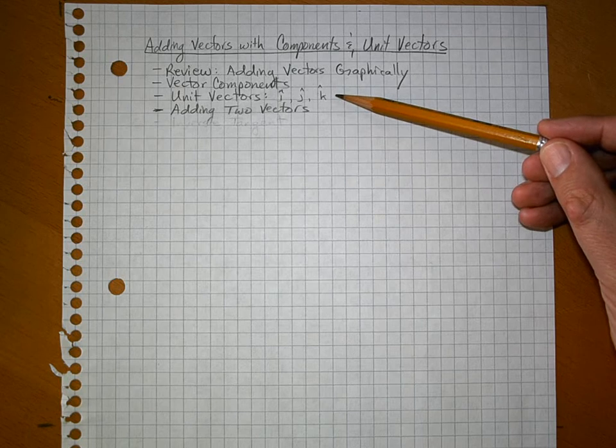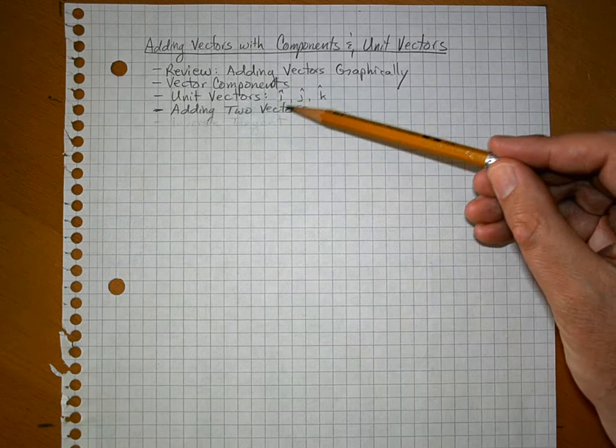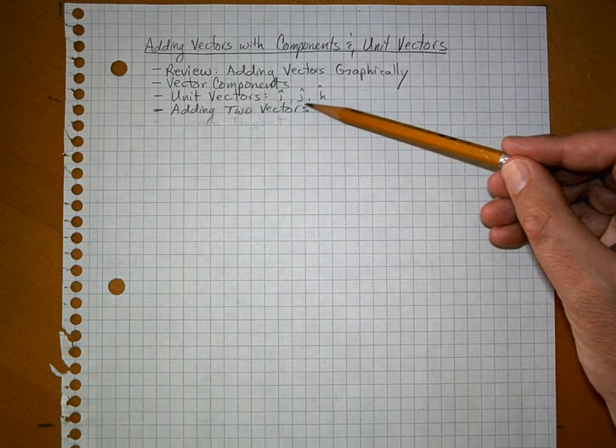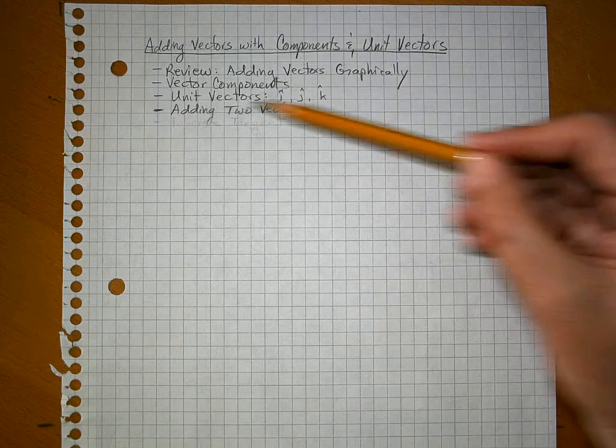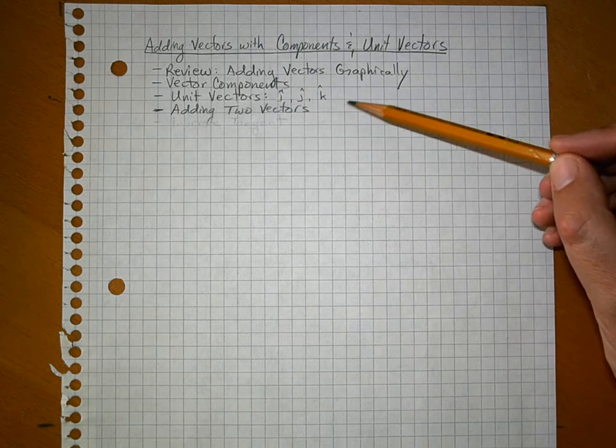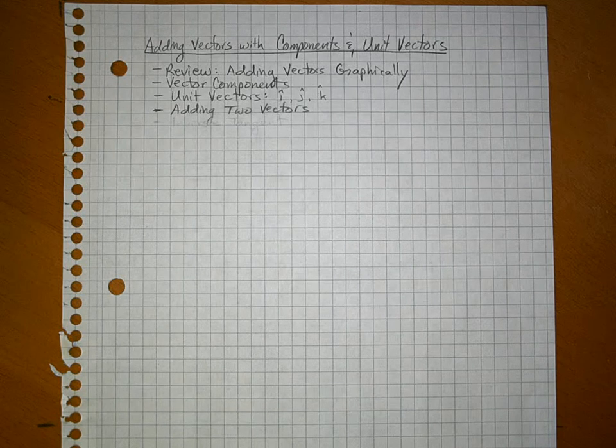And then we're going to be expressing those vectors in components using what are called unit vectors, i hat, j hat, and k hat. So I'll be explaining what a unit vector is and how to use them. And then we're going to actually do all of this by adding two vectors together using this technique, this procedure. So let's get started. Okay, so let's suppose I'm going to add two vectors together.